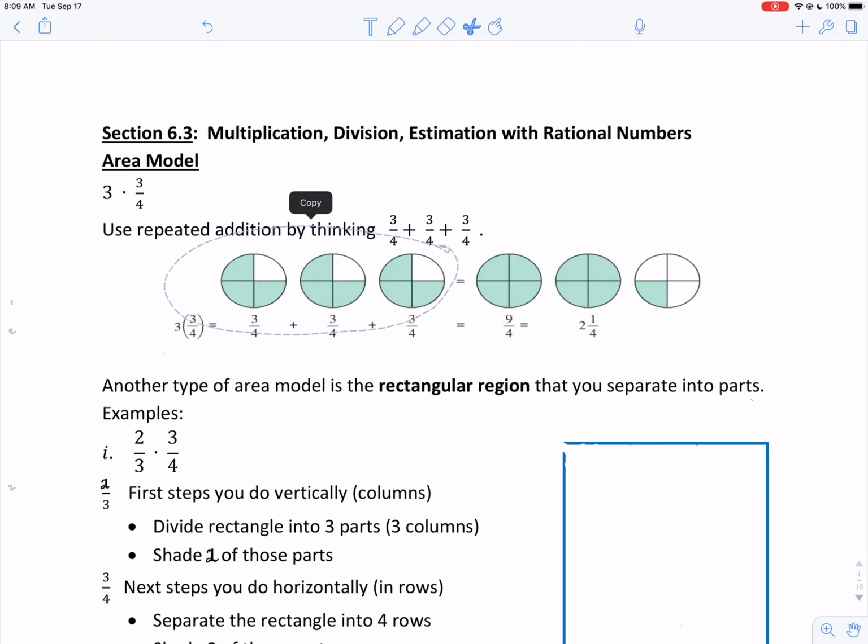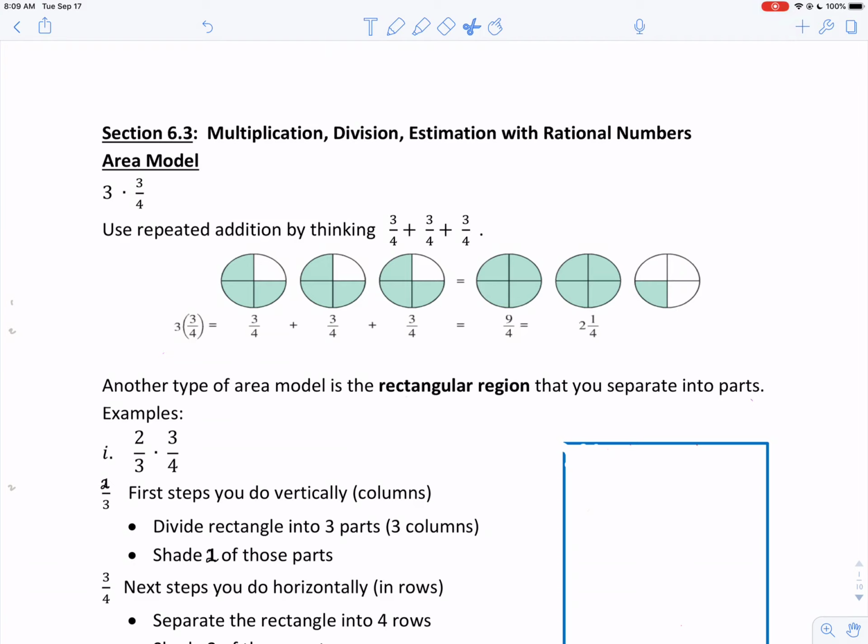So there's the drawing. Now I'm going to take those pizza slices and try and fill up a whole pizza. So that's why we have 2 whole pizzas and then 1/4 of a pizza left, or 9/4. So this is one type of area model.